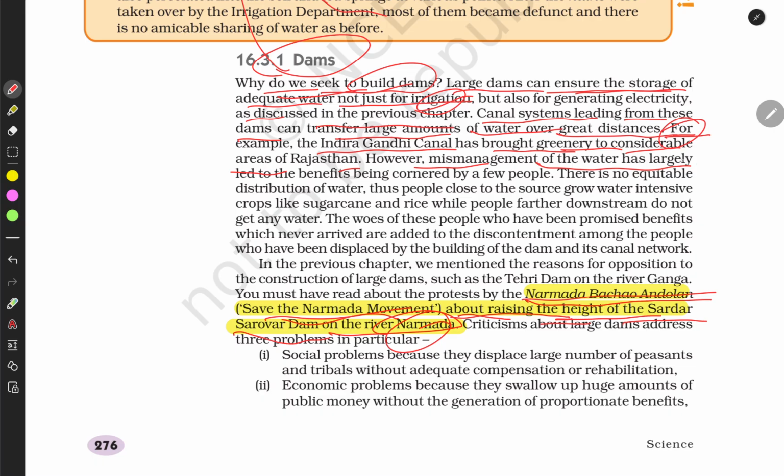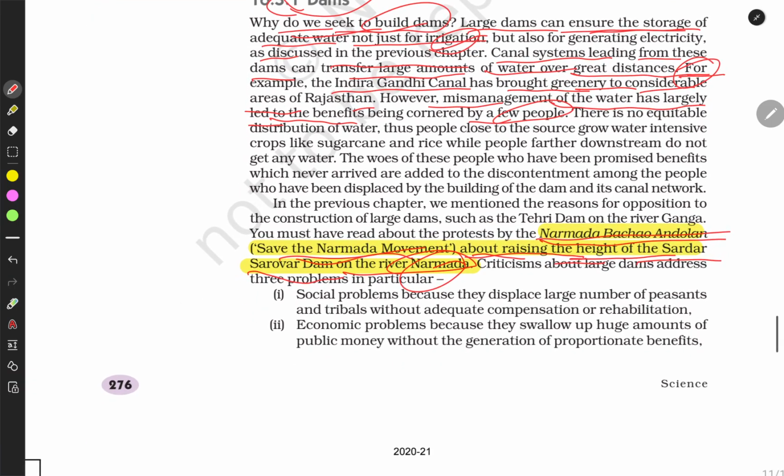However, the mismanagement of water has largely led to the benefits being cornered by a few people. There is no equitable distribution of water through the Indira Gandhi canal. Thus, the people close to the source grow water-intensive crops like sugarcane and rice, while people farther down do not get any water.